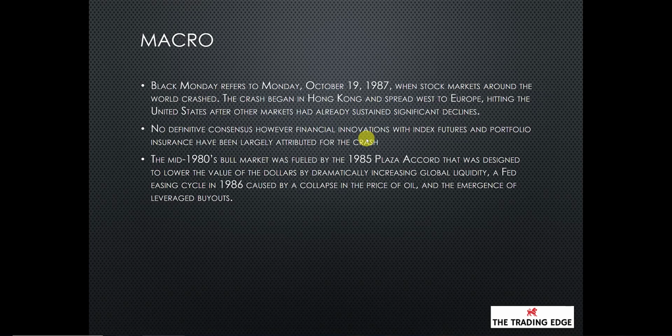The mid 1980s bull market, that run up, was fueled by the 1985 Plaza Accord, which was basically lowering the value of the dollar. So it dramatically increased global liquidity. So once again, liquidity found its way into the markets.